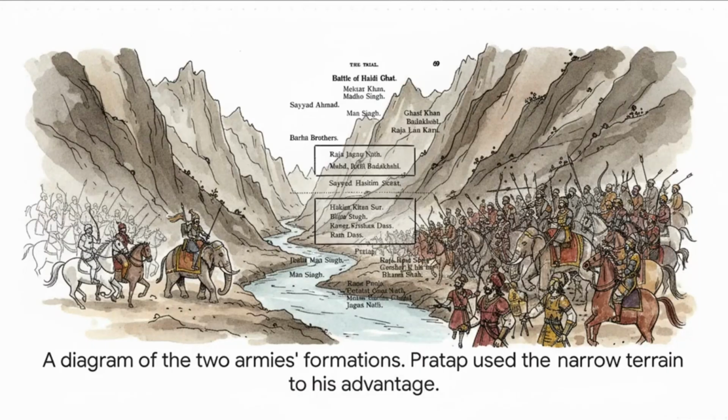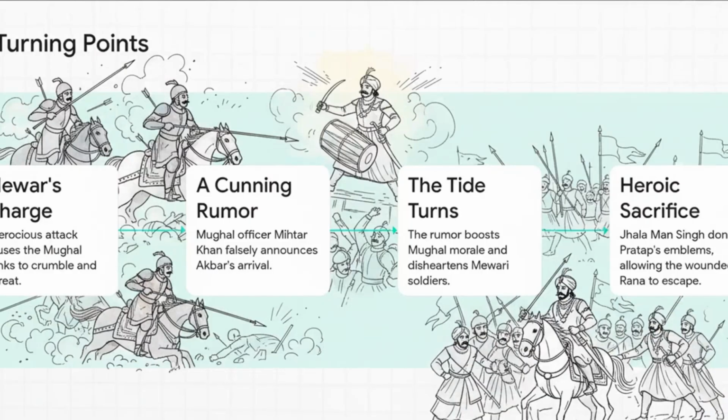This diagram here gives us a kind of bird's eye view of how they lined up. Pratap, who was commanding from the center, was smart. He used the narrow pass to try and cancel out the Mughals' numerical advantage. The Mughal army, led by another Rajput general, Man Singh, set up with a vanguard, strong flanks, and a reserve force. The battle itself was absolute chaos, but it really boils down to 4 critical turning points.